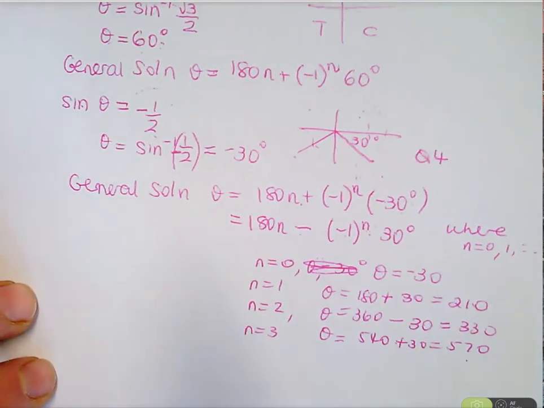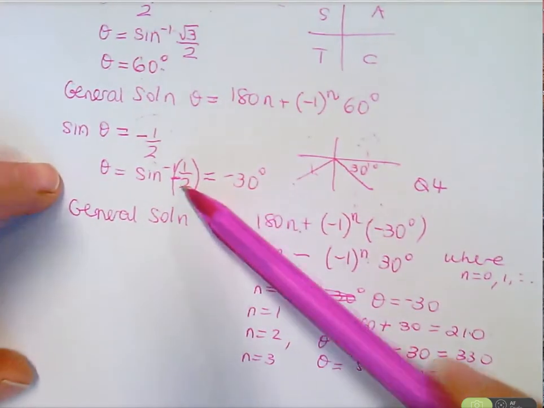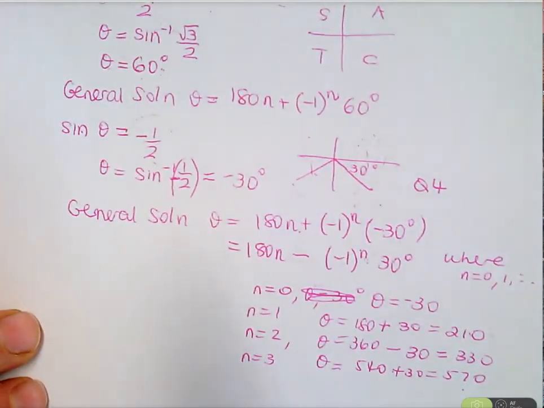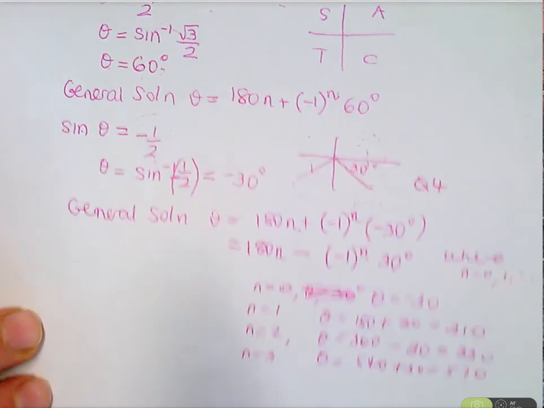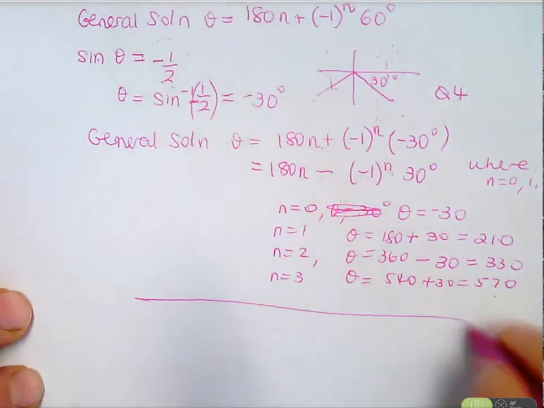All right? Now, that's general solution, sine positive, sine negative. So if sine is negative, you have to go to quadrant 4. All right? Because where is sine negative? Quadrants 3 or 4.